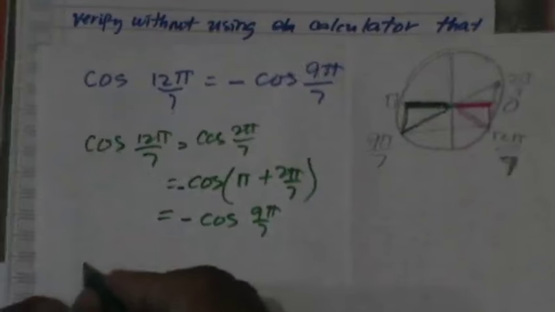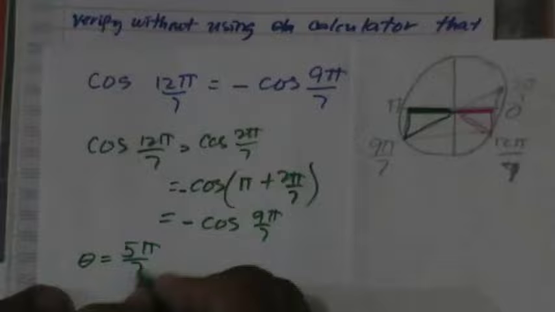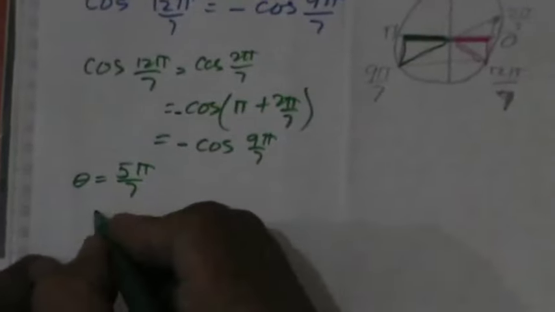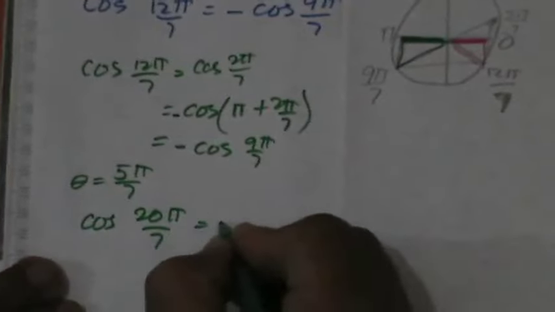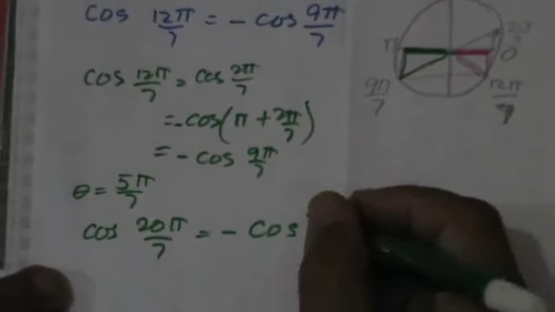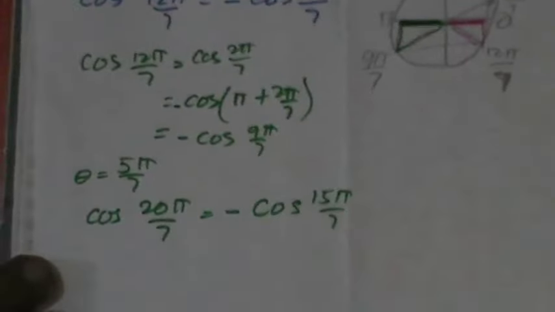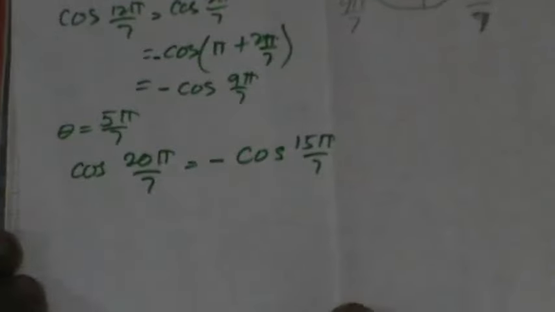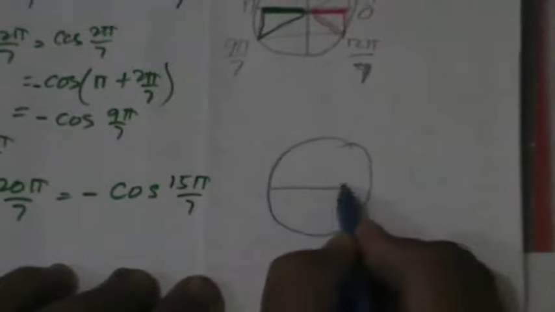So again, for 5 pi over 7, if your theta is 5 pi over 7, the cosine of 4 theta will be the cosine of 20 pi over 7. And you need to show that it's equal to the negative of cosine of 3 times 5, which is 15 pi over 7. Alright? So again, let's try to look at that one visually.